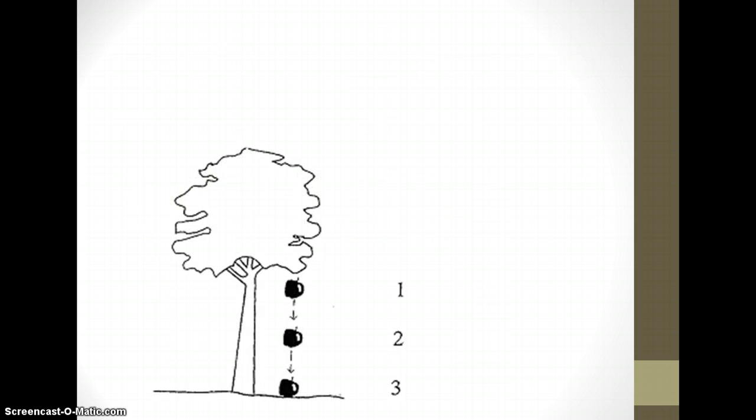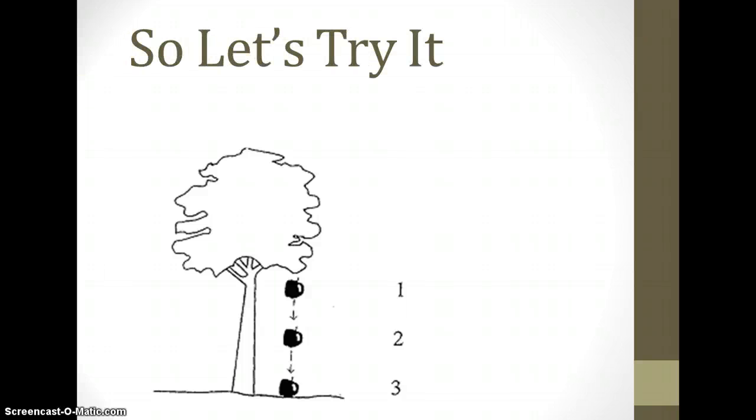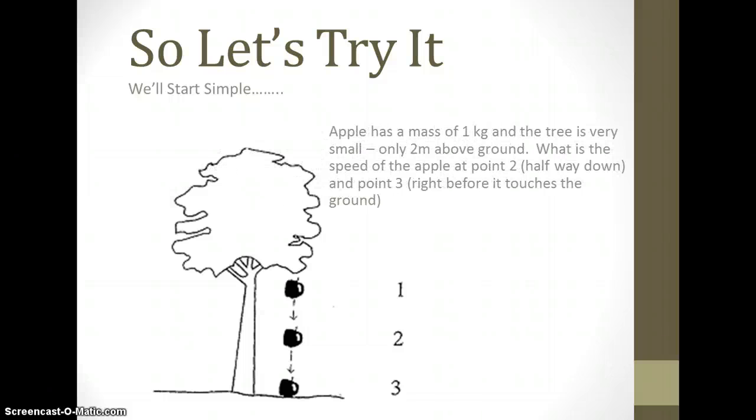Let's take a look at an example. Here we have an apple tree, okay, and the apple is falling. Let's say that the apple has a mass equaling 1 kilogram. And let's say this is a short little apple tree, okay? It's only 2 meters above the ground. At point 2, it's halfway down, so that's only 1 meter. Then at point 3, it's hitting the ground.